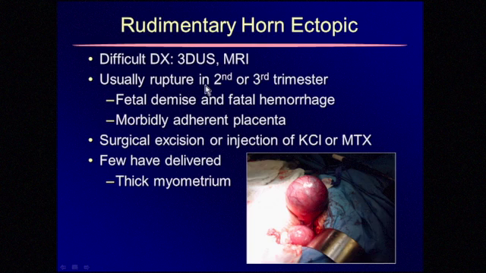The problem is that they usually rupture in the second or third trimester, which leads, of course, to fetal demise and hemorrhage. And the placenta becomes morbidly attached in the pelvis or in this region. So usually they are excised. Sometimes they can be injected with potassium chloride or methotrexate. That has been attempted, and there have even been rare reports of a delivery. But those are the ones that tend to have a thicker myometrium surrounding them.